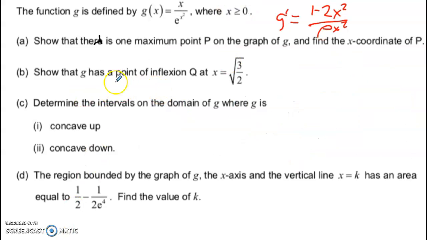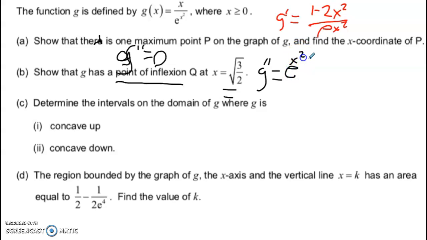So now we move on to show that there's a point of inflection, and I tell you where the point of inflection is. Point of inflection happens when the second derivative equals 0, so that's why I kept this up here. I need to find the second derivative. So the second derivative is still a quotient, so it's still going to be the bottom, which is e to the x squared, times the derivative of the top, and the derivative of this is going to be negative 4x. So I'm just going to write it like that so I don't accidentally think I'm subtracting, minus the top times the derivative of the bottom.